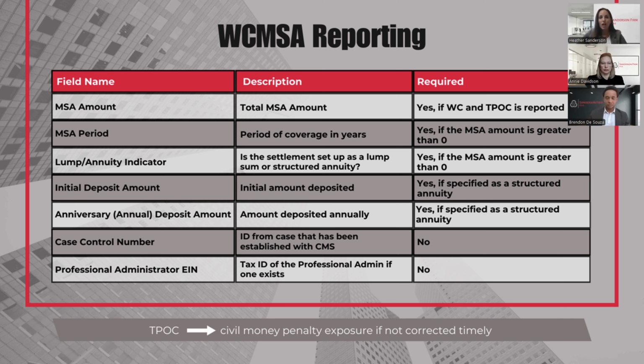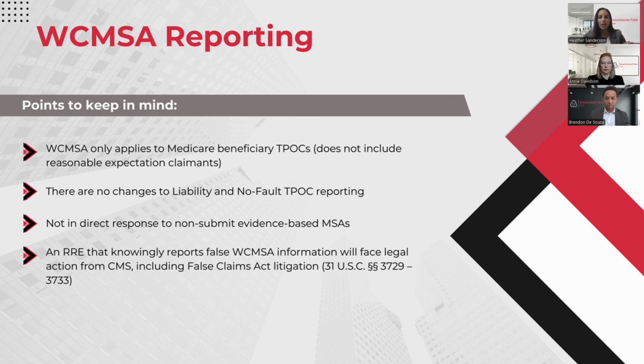This is really important. So again, this only applies to Medicare beneficiaries, right? Because Section 111 is only for current Medicare beneficiaries. You might be providing for Medicare set-asides on individuals that have a reasonable expectation of Medicare entitlement within the next 30 months, or you might have it on someone that's 62 and a half years of age or older, right? Those are still appropriate MSAs to have, but they're not going to be reportable because Section 111 is only pertaining to current Medicare beneficiaries. This does not apply to liability or no-fault claims, right? This is just for workers' compensation.